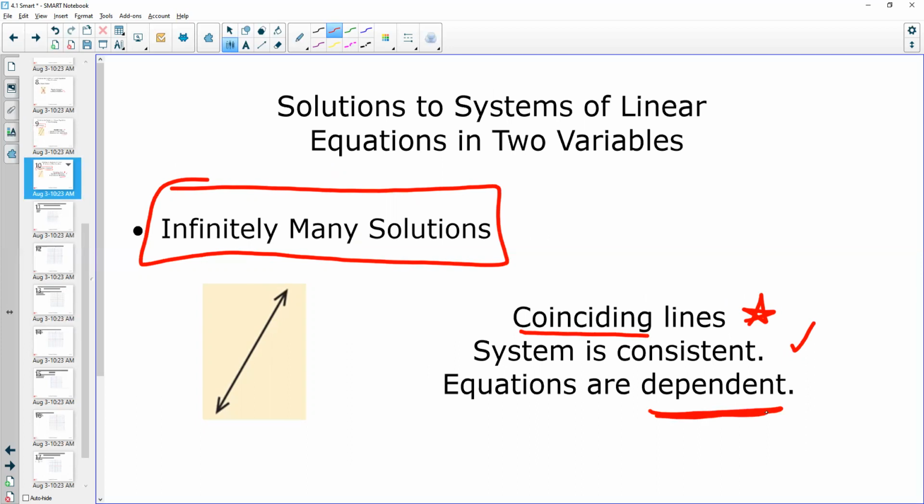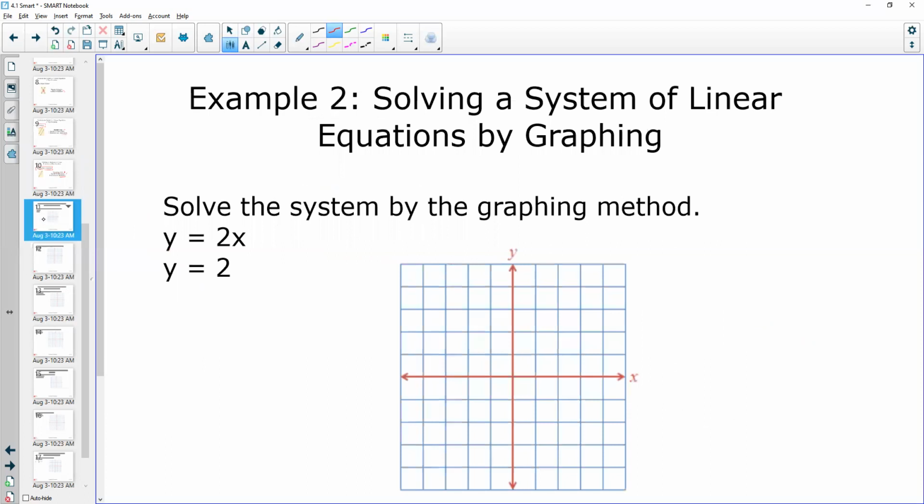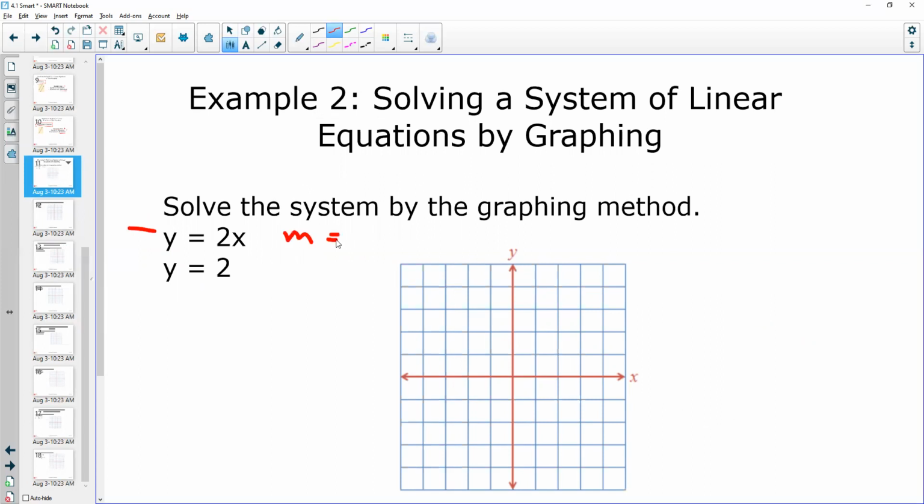So what we're going to do is we're going to start solving. So we're going to solve the system by graphing. So we're going to graph each equation. I'm going to do that one in red. Y equals 2x. I know the slope is 2 over 1 and the y-intercept is 0. So I'm going to graph. Point at 0, up 2 over 1, up 2 over 1, down 2 over 1, down 2 over 1.